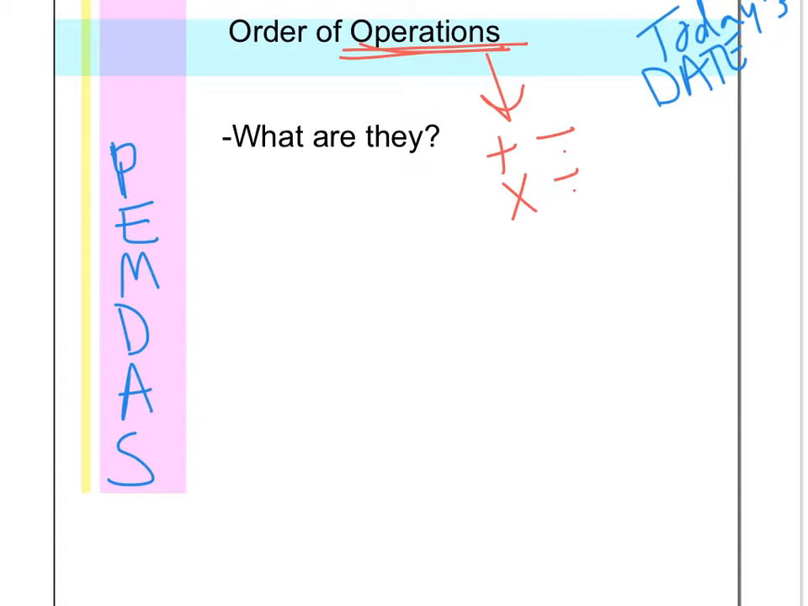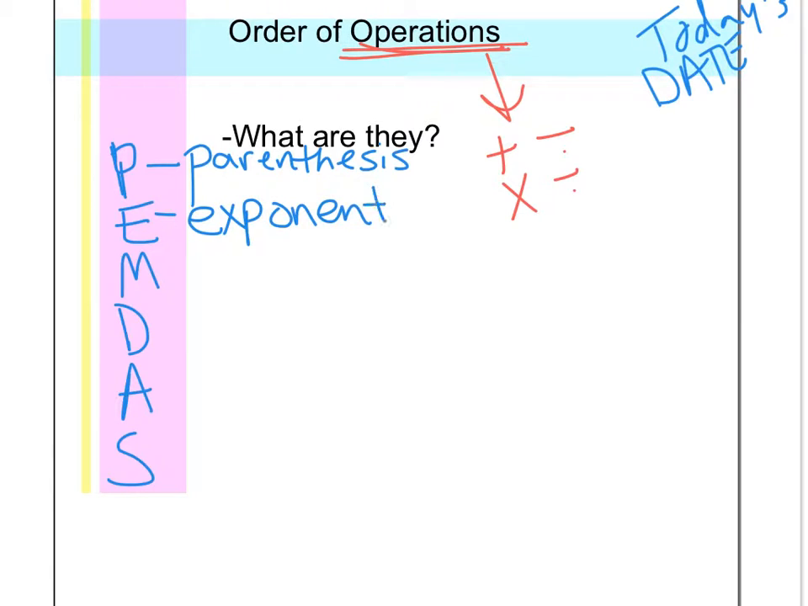So the P at the beginning of PEMDAS stands for parentheses. It could also stand for brackets, and you're going to try to do anything that's inside those parentheses or brackets first before you do anything else. The E stands for exponent. So the next order that you do operations would be any exponents or powers that you have on your numbers.